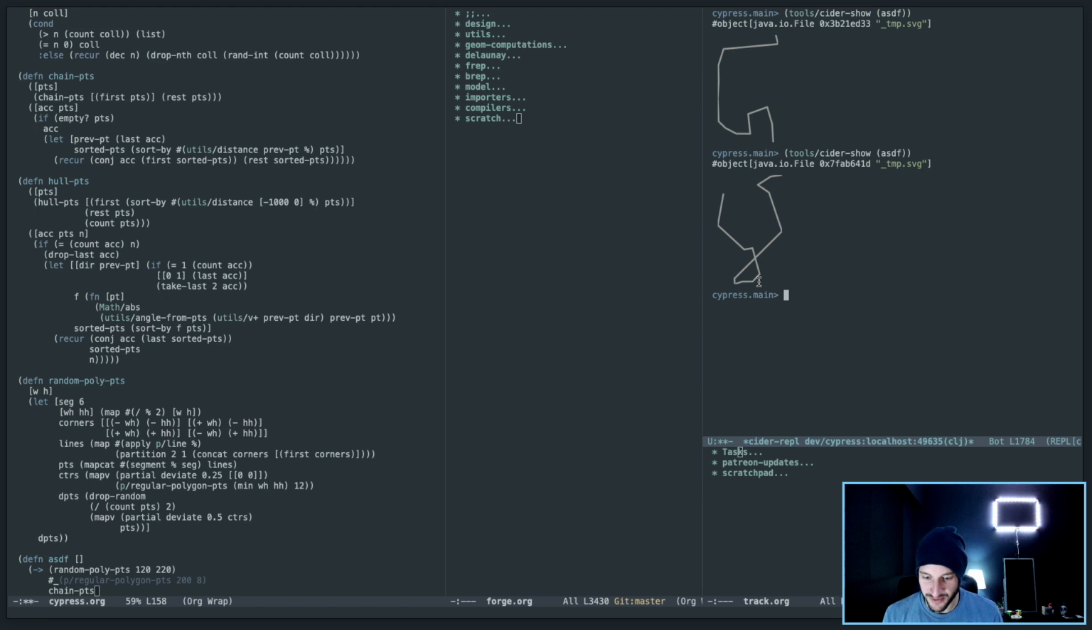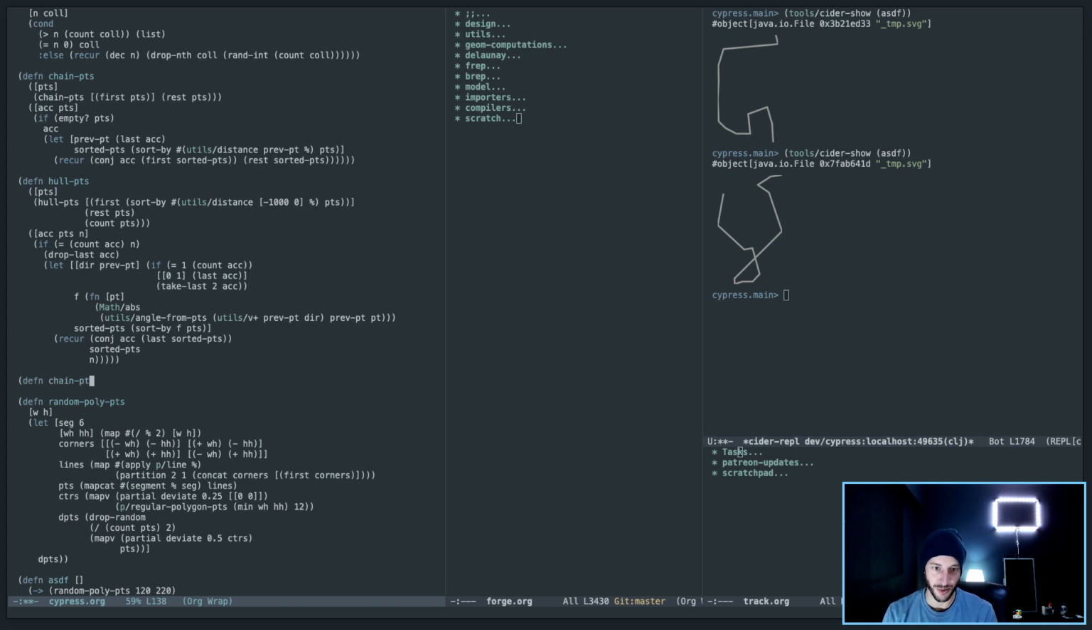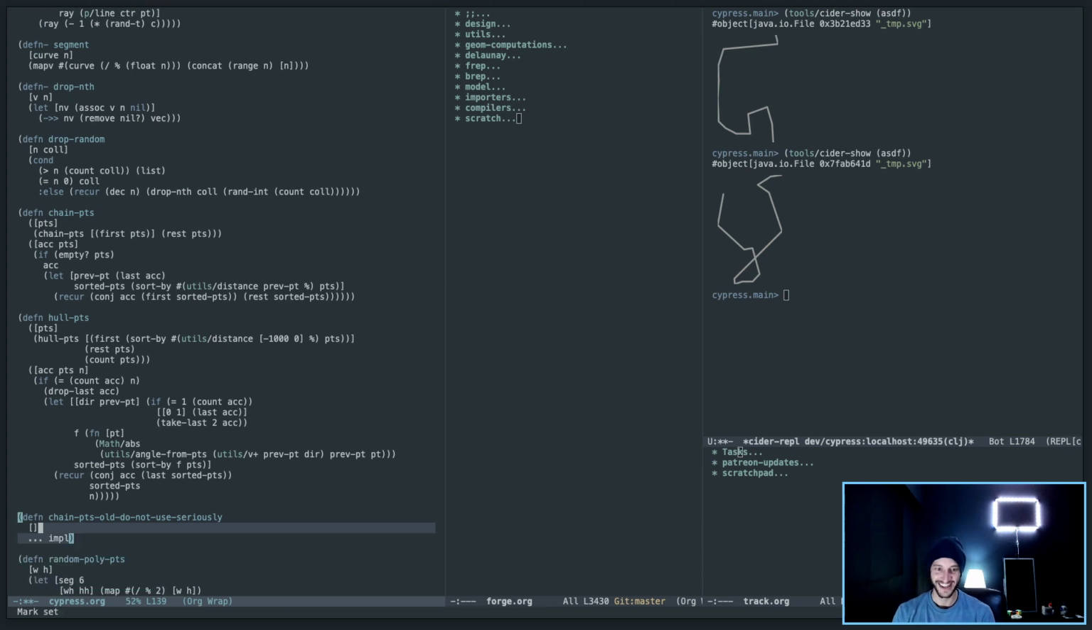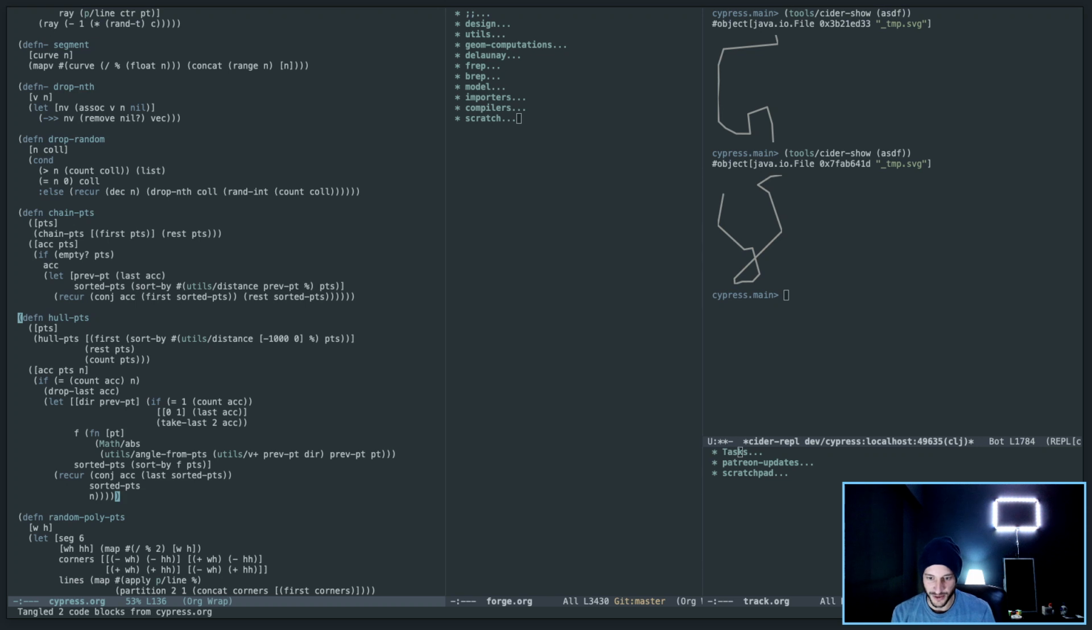2 chain points in case one of them doesn't work. Yeah. Exactly. It should be like this. Defn chain points old, do not use, seriously. Implementation. It's like when you're writing essays in high school and you're using Word and you're trying to do version control, but you just save different copies. Final_version_2_for_real. Am I the only one who did that? I can't be the only one who's done that.